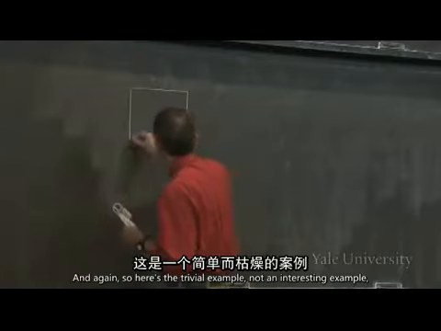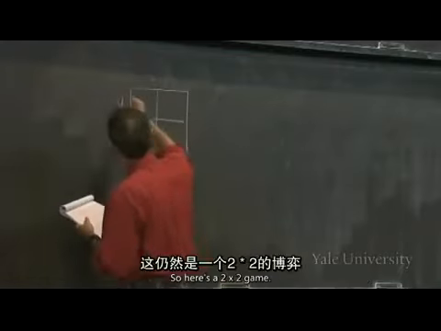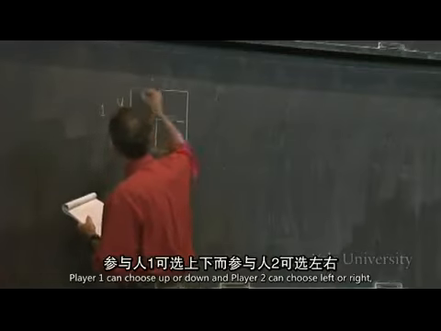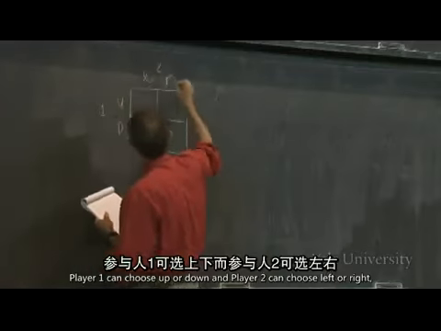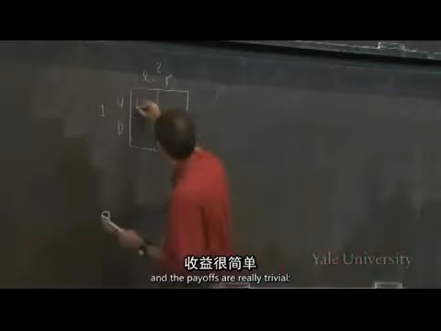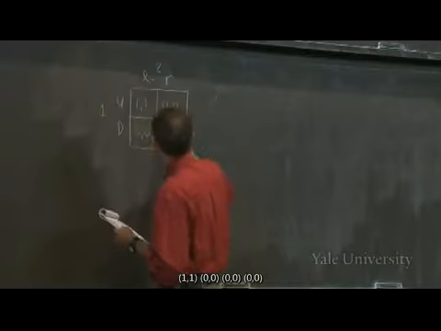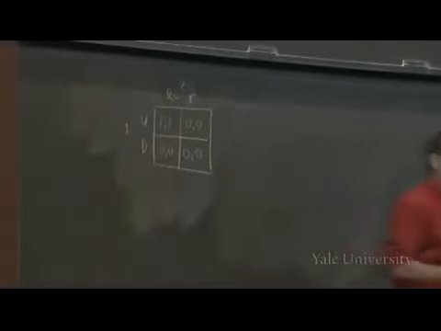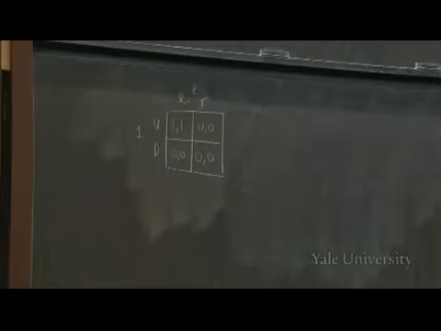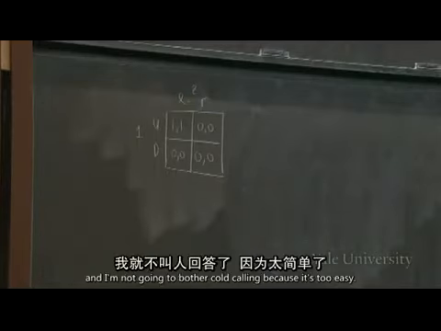So here's a trivial example, not an interesting example, but it just makes the point. Here's a 2-by-2 game. Player 1 can choose up or down, and player 2 can choose left or right. And the payoffs are really trivial: 1-1, 0-0, 0-0, 0-0. All right? So let's figure out what the Nash equilibrium is in this game, and I'm not going to bother cold calling because it's too easy.